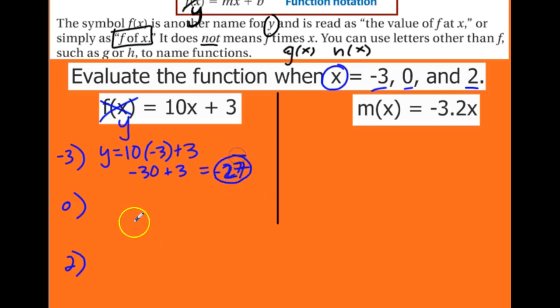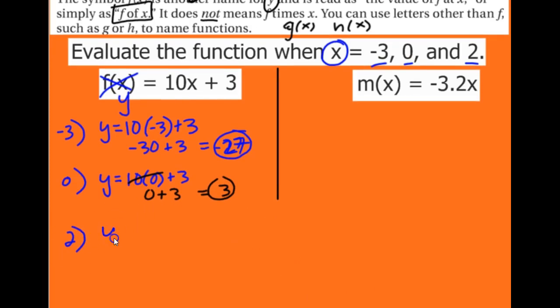So there's one answer. Then we're going to plug in a 0. Y equals 10 times 0 plus 3. Well, anything times 0 is 0. So we just have 0 plus 3, which is 3. And then last, plug in a 2. Y equals 10 times x, which is 2, plus 3. Well, 10 times 2 is 20. And 20 plus 3 gives us 23. So there we have our 3 answers.